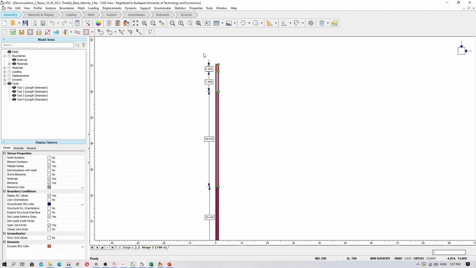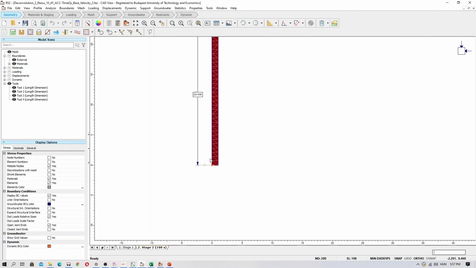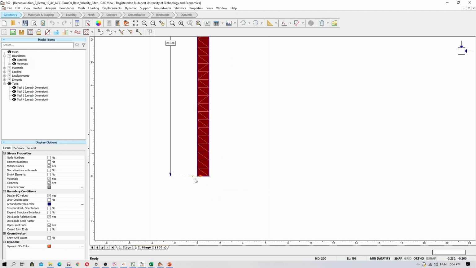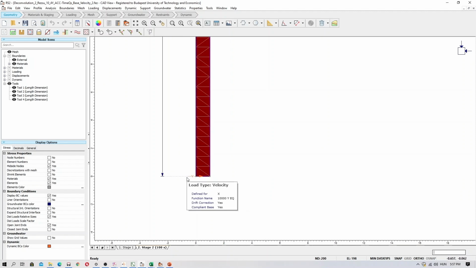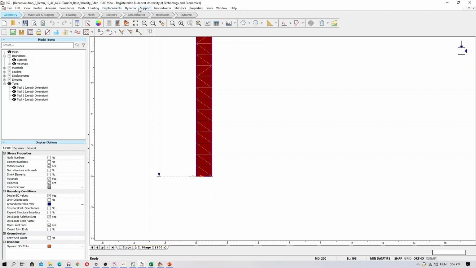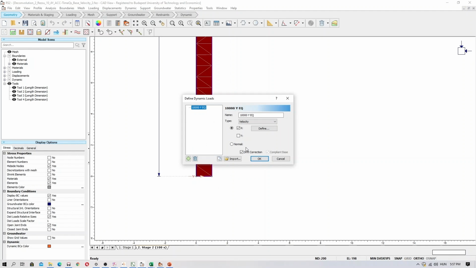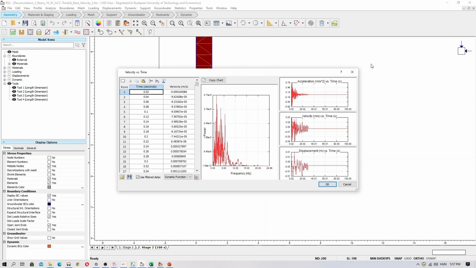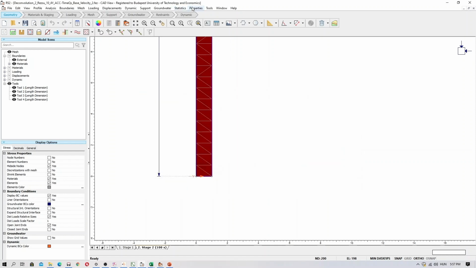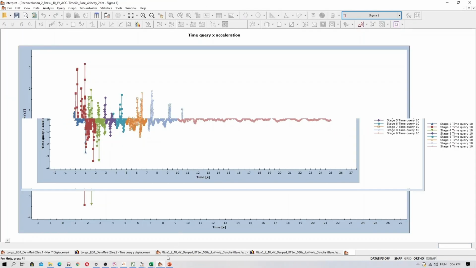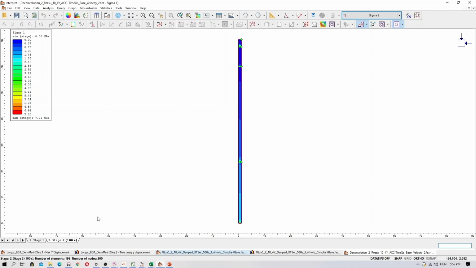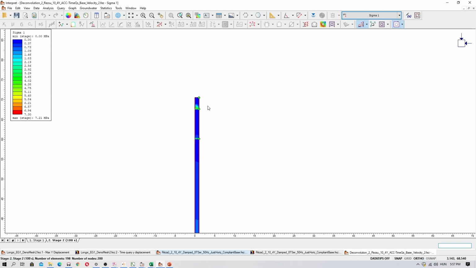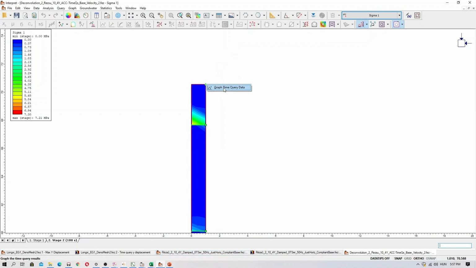So in this model, we introduce the dynamic load here at the base. So these are the divided velocities. Here you can see, and we use compliant base with drift correction, of course. And let's see the results. Yes, here we used 100 sec for the time.